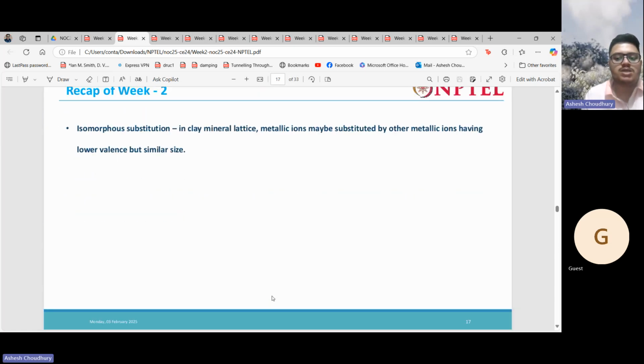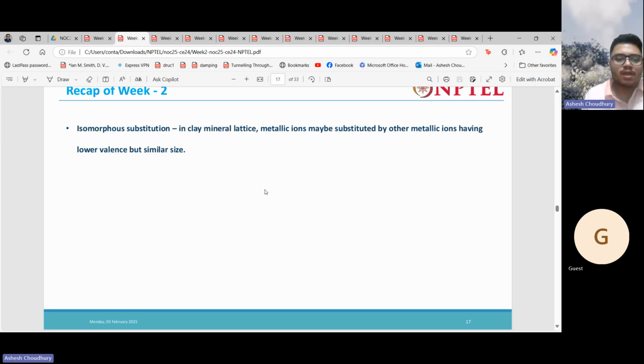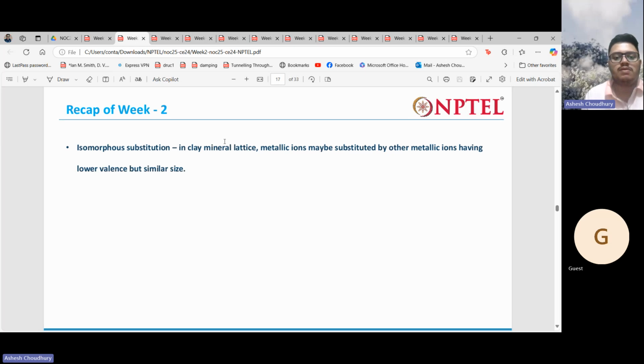Then what is isomorphous substitution? In the lattice, metallic ions may be substituted by other metallic ions having lower valence but similar size. That is known as isomorphous substitution. Due to this, you can develop a positive or negative charge.